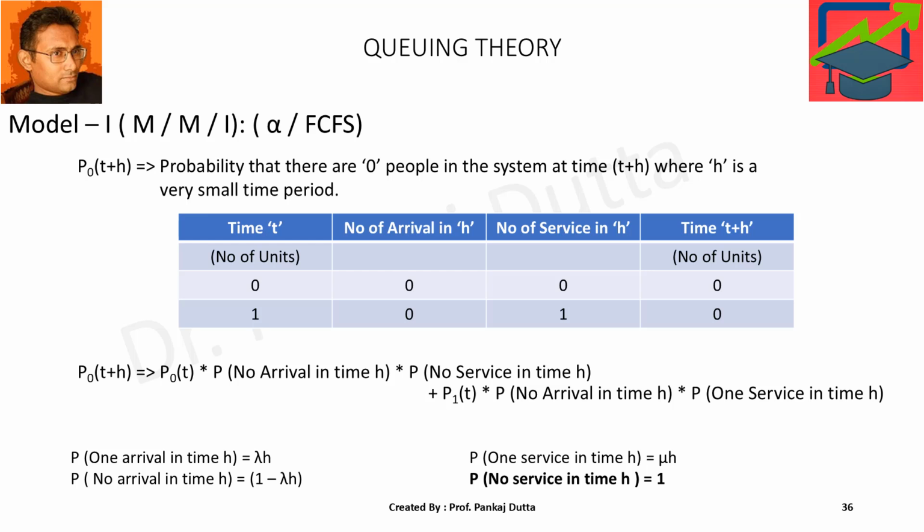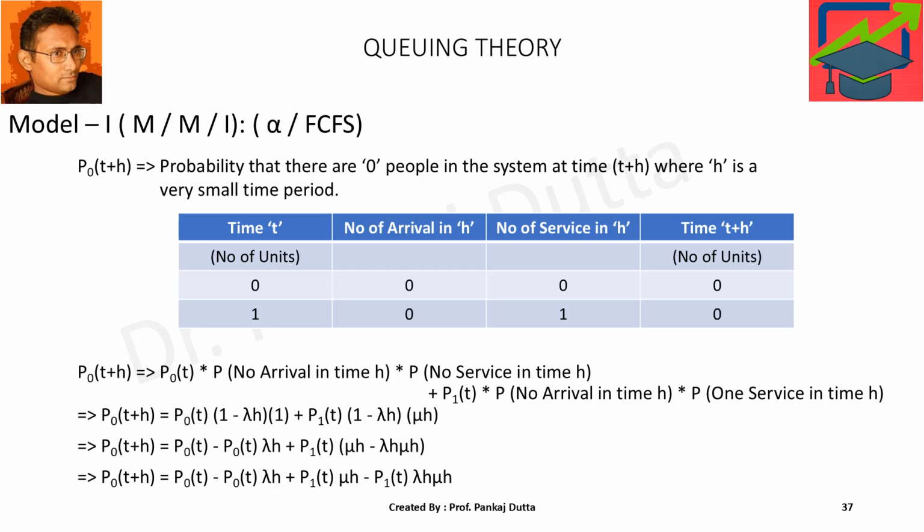These three expressions are similar to what you have learned in the previous case. But the probability of no service in time h when there is no arrival is not 1 minus mu h. The probability of no service when there is no arrival and 0 people in the system is certain, and it is equal to 1. Substituting the values and doing simple manipulation gives us the last line. As we are interested in time period h only, ignoring the higher order terms containing h square, we write the expression. Simple manipulation gives us the last line.